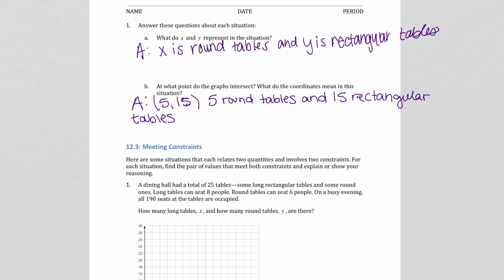How many people will those two types of tables seat? So the 5 round tables and the 15 rectangle tables, how many people will that quantity seat? 70 will seat 70 people.